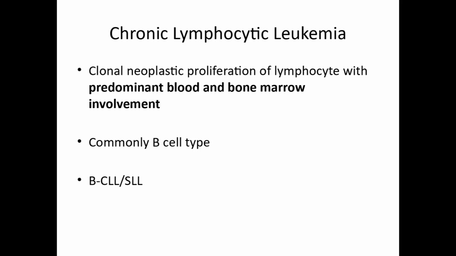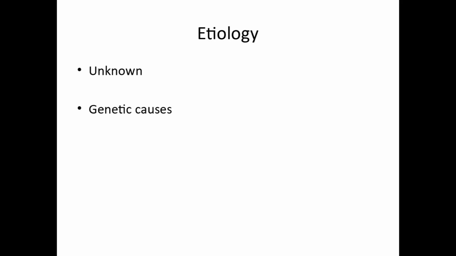Most of the time, the type of lymphocyte is B lymphocyte. That is why this chronic lymphocytic leukemia is also known by another name, that is B chronic lymphocytic leukemia or small lymphocytic lymphoma. The cause for CLL is unknown. Some genetic causes are implicated.